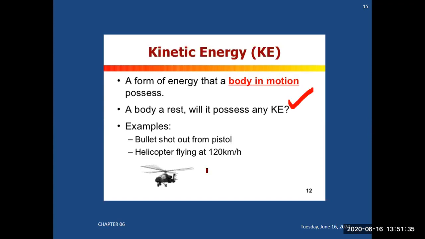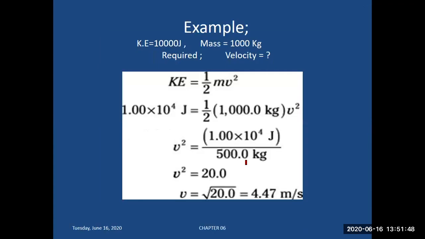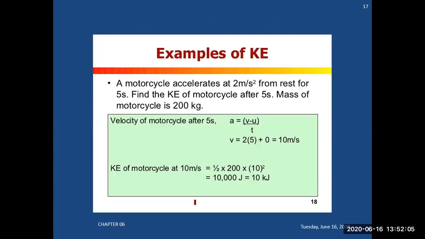So is it possible that a body is at rest and possesses some energy? Yes: a compressed spring, or an object placed at a certain height. Another example is a helicopter flying at 120 kilometers per hour. Here the kinetic energy is given, you are given the mass, and you are asked to calculate the speed of the object. So by using the formula of kinetic energy, half mv square, you have calculated it.